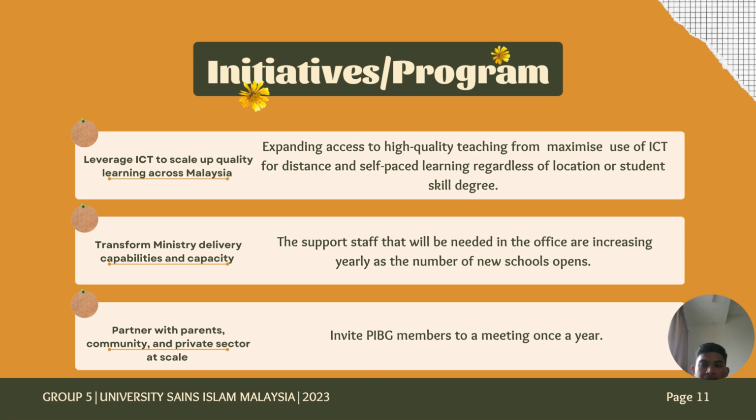Next, transform ministry delivery capabilities and capacity. The support staff that will be needed in the office are increasing yearly as the number of new school opens. The initiative number 9 is partner with parent, community and private sector at scale. We need to get the support from the parent, community and private sector for our school. Invite PIBG members to a meeting once a year.